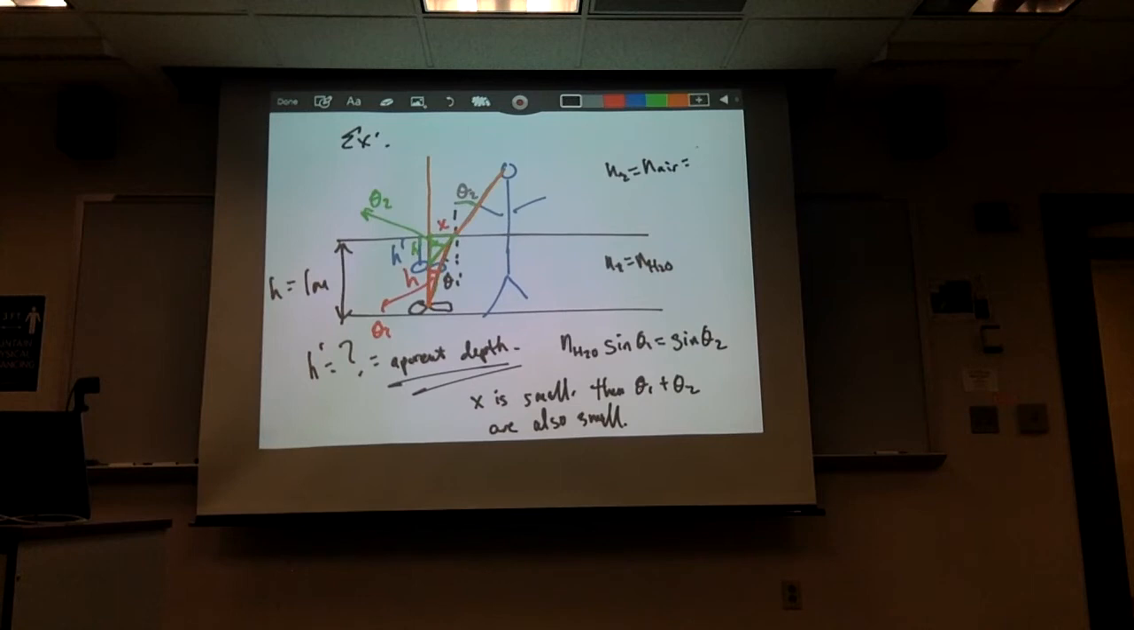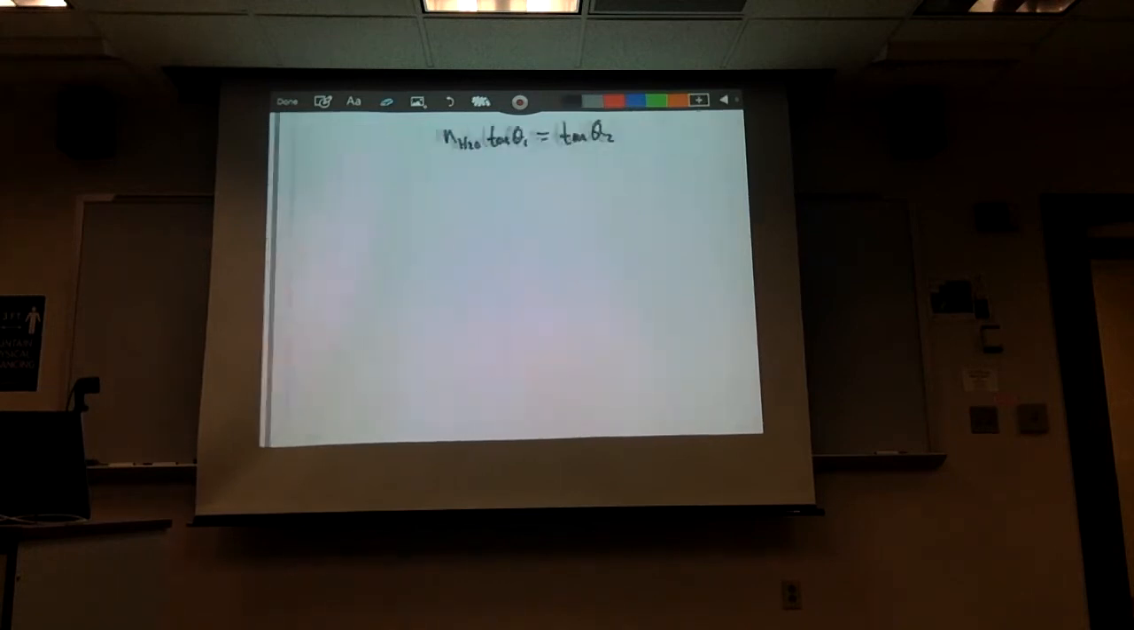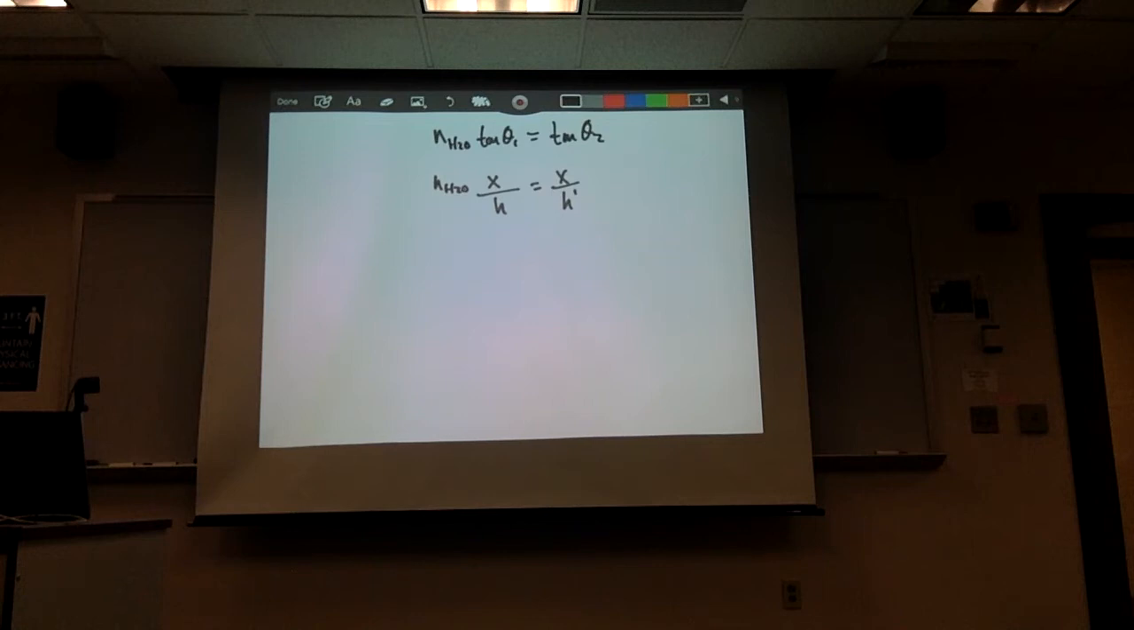Okay with this? So let's do that. So from here, we can then say that this is going to be n_H2O times tangent of theta 1, which is going to be x divided by h, is then equal to tangent of theta 2, which is going to be x divided by h prime. Okay. Now the x's are the same, so we can go ahead and cancel those x's. And then from here, all we need to do is solve for h prime, and we can do that by simply inverting both sides.